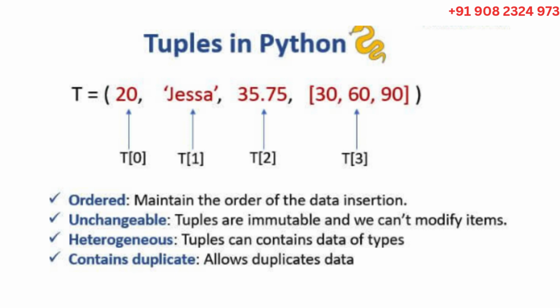Heterogeneous. Tuples can also contain a mix of data types. Tuples are used when you want to create a collection of items that should remain constant throughout the program. Common use cases include geographic coordinates, fixed configuration settings, or grouping data logically.